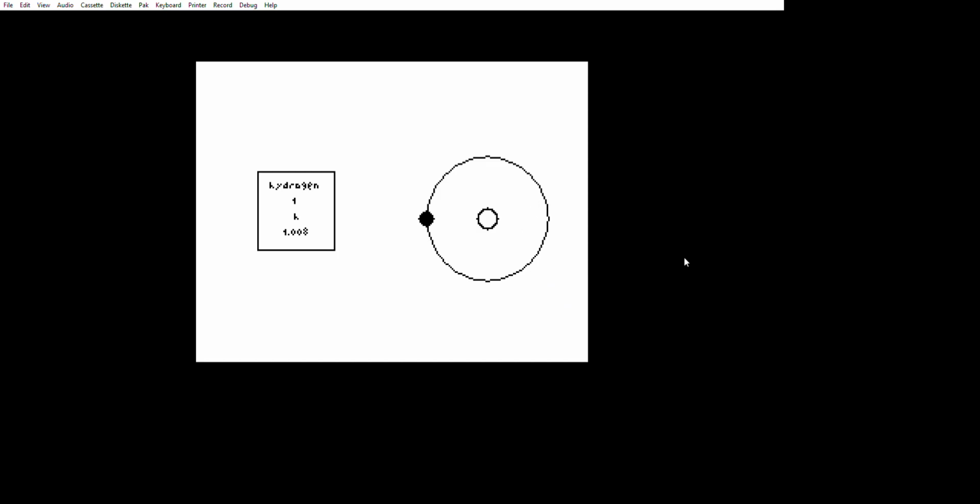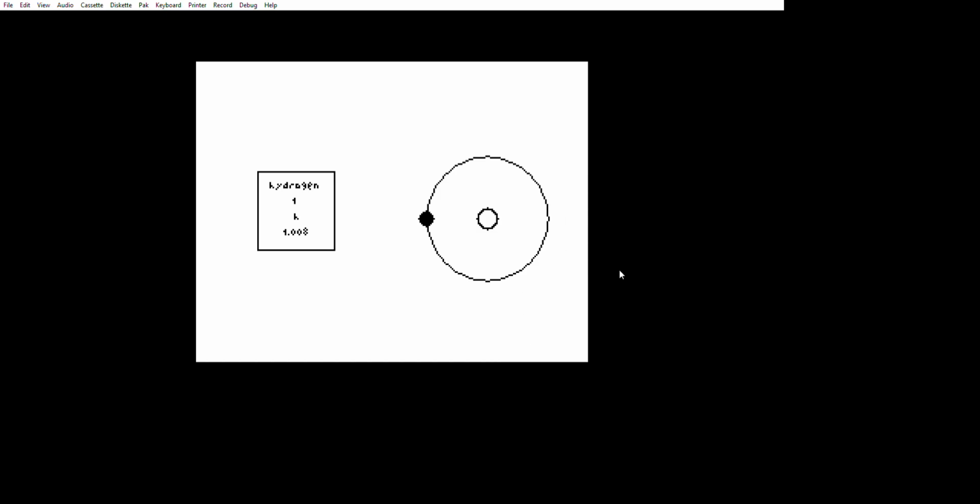The most the first shell can contain would be 2 electrons, unless you had an ion. Ions have more or fewer electrons, and it makes them charged. In this case, we only have one electron. The most this shell could contain is 2. If we had a hydrogen ion, it would have another electron, I believe, and that would make it negatively charged. So electrons carry a negative charge.